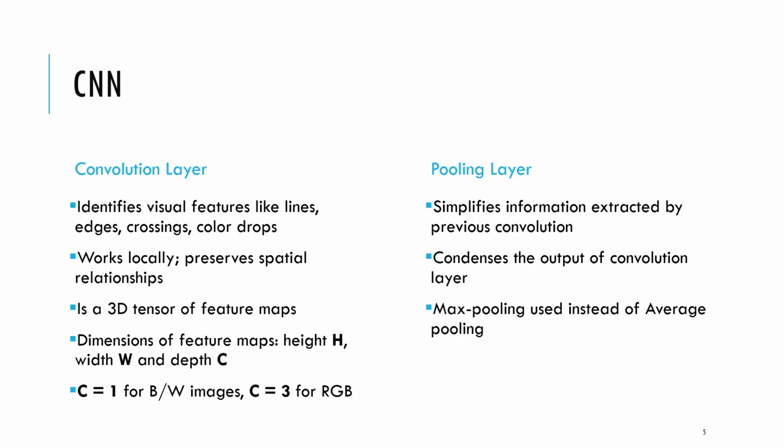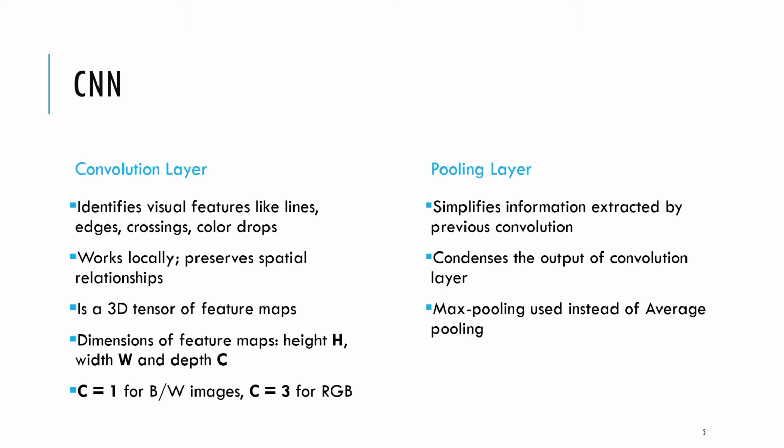I'm discussing the convolution layer and pooling layer in detail right now. A convolution layer is used to identify the basic features in the images that we provide to it, like lines and edges and any other small features. And for identifying these features, we use something called a filter. Because it's an image and each pixel is not dependent on the pixel next to it, it's believed that the CNN works locally, so it preserves the spatial relationship.